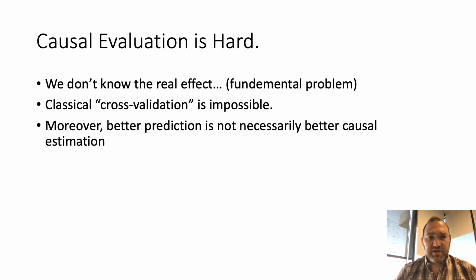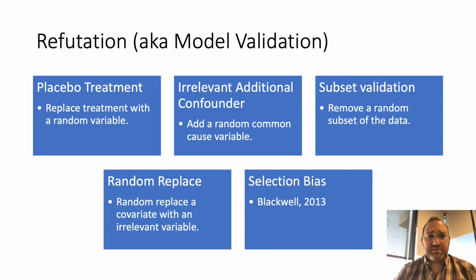This is an example why causal evaluation is hard, but there are other things. First, there is the fundamental problem. We don't really know the effect because we don't really know what would have happened if we had done something else. So classical methods like cross validation are impossible. We need to find other ideas for how to measure how well we are doing in case we don't have an experiment as a gold standard.